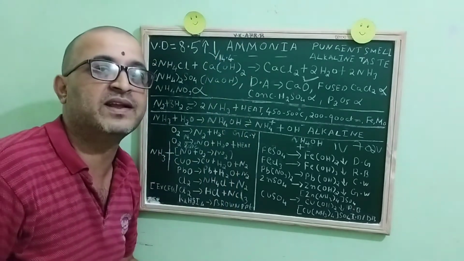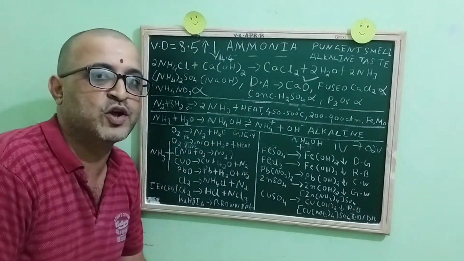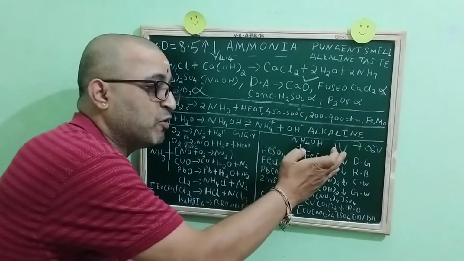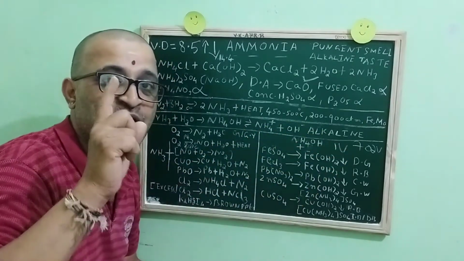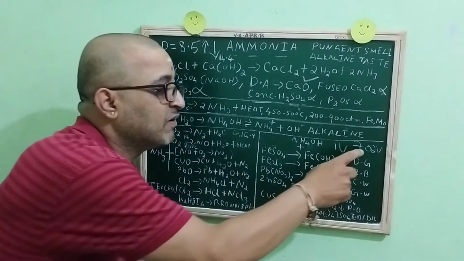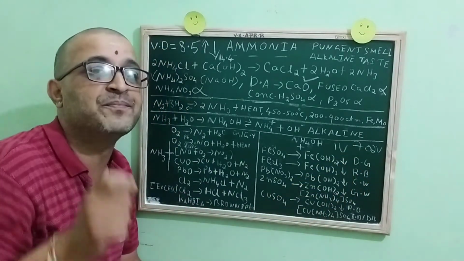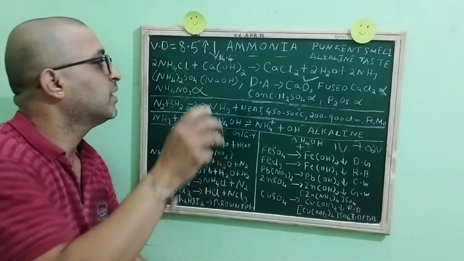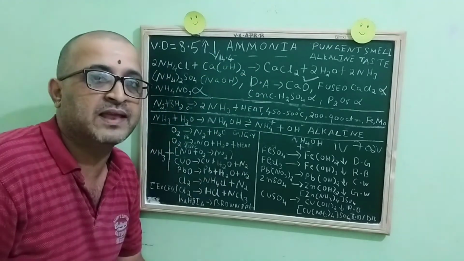Downward displacement of what? Air. Can I collect ammonia over water? No. Ammonia is highly soluble in water. That is, 1 volume of water can dissolve 702 volumes of what? Ammonia. Now, how do we prepare ammonia in the laboratory?